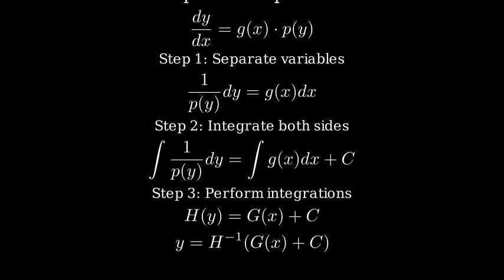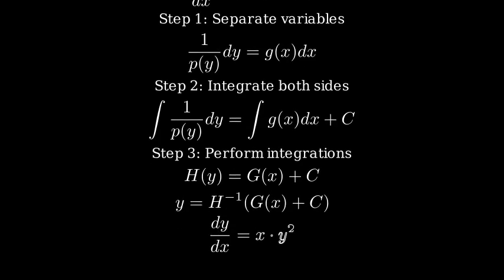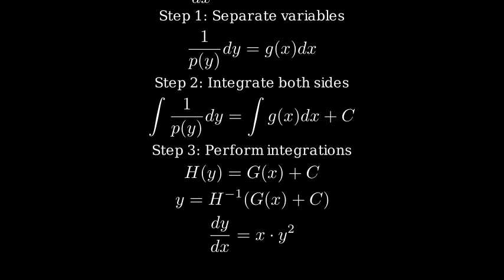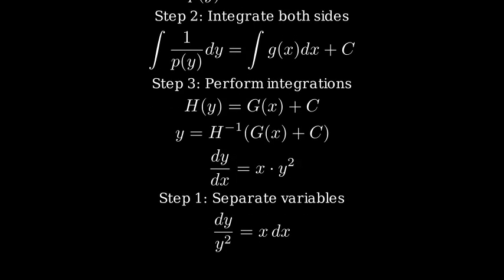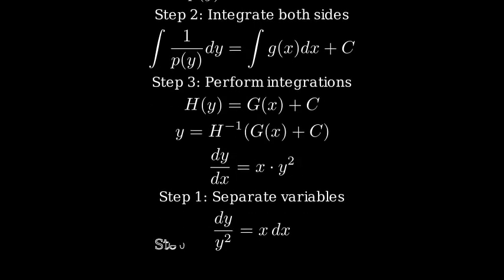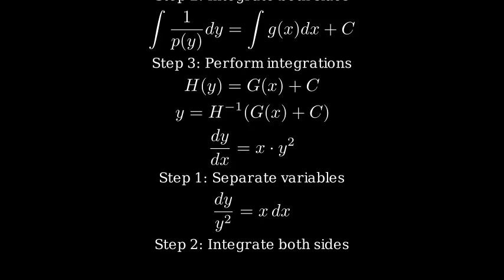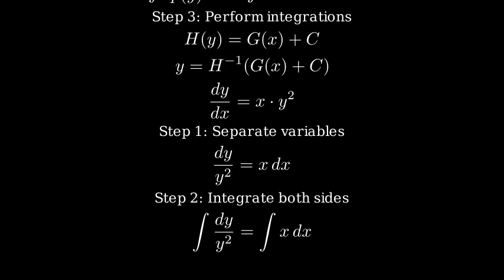Let's work through an example of a separable equation. dy over dx equals x times y squared. Step 1. We separate the variables by dividing both sides by y squared and multiplying by dx. This gives us dy over y squared equals x dx. Step 2. We integrate both sides. The integral of dy over y squared equals the integral of x dx.